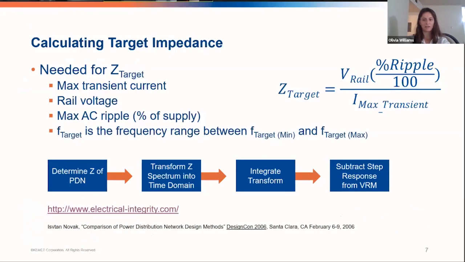So first, we can calculate this target impedance, which can be done by applying another variation of Ohm's law. We take Z target, which is equal to the voltage rail times the percent ripple over 100, divided by the maximum transient current. And we'll take it, transform it into the time domain, and then integrate it, and then subtract out the step response from the voltage regulator module. And I hope you like that block diagram, because I'm not about to give a math lesson there.